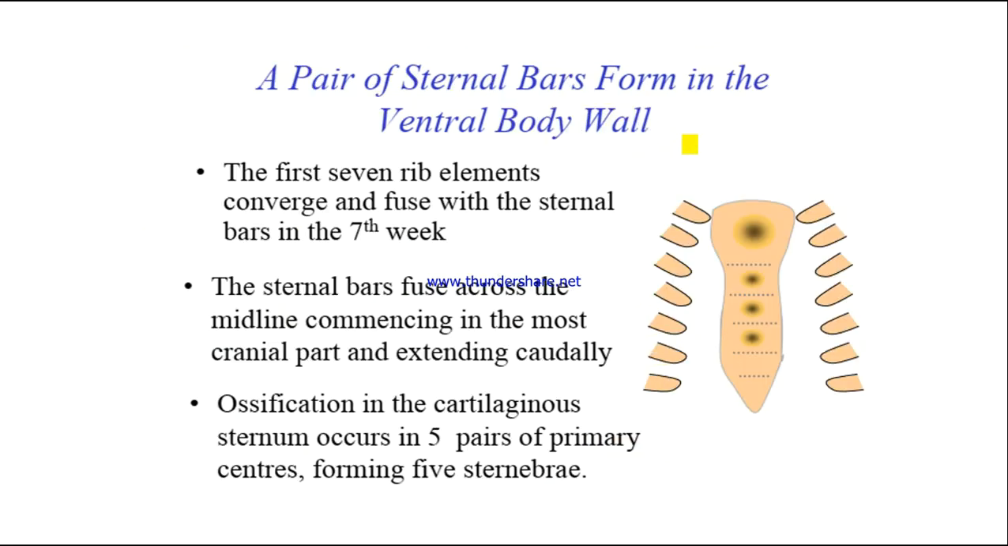So a pair of sternal bars form in the ventral body wall. The first 7 rib elements converge and fuse with the sternal bars in the 7th week, and then the sternal bars fuse across the midline, commencing in the most cranial part and extending caudally. As I've said in the previous lectures and in the lab lectures, we have this folding from caudal to cranial, and it's midline zipping during development, which we'll see again as we look at head and neck development. So ossification in the cartilaginous sternum occurs in 5 pairs of primary centres, and this is going to form 5 sternebrae.